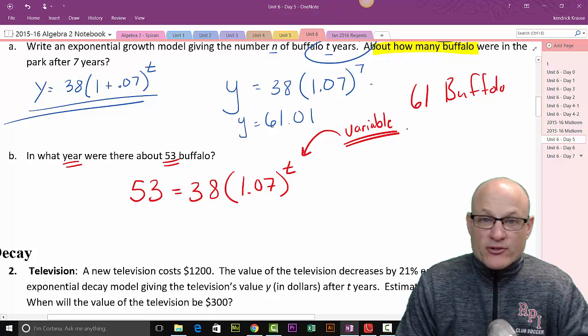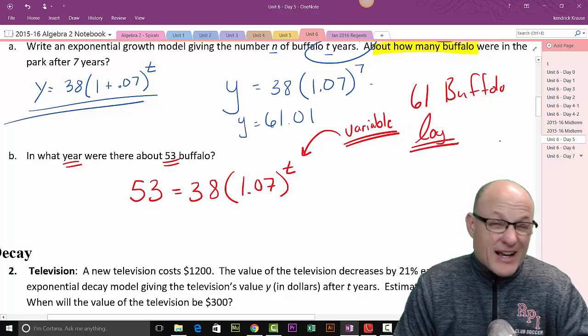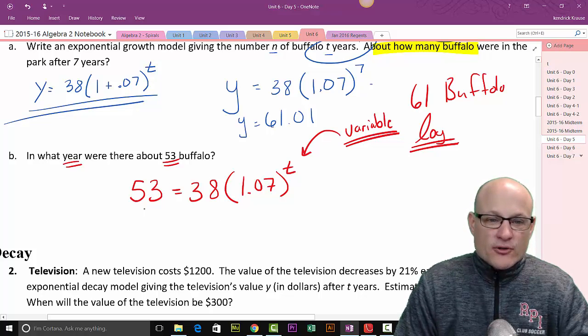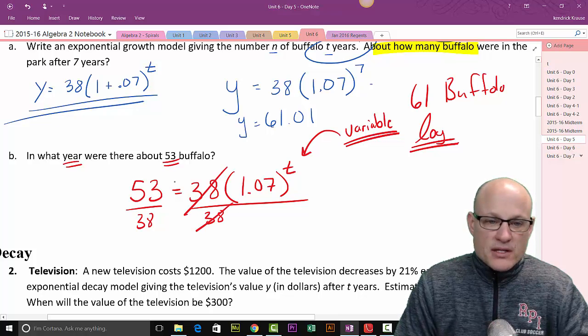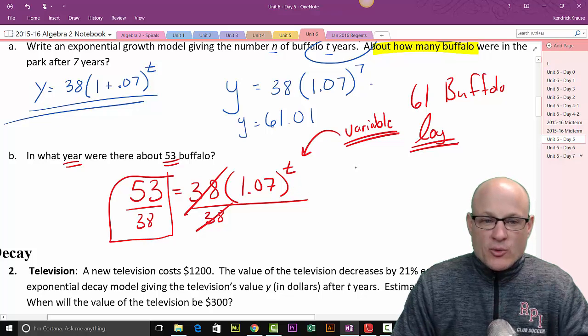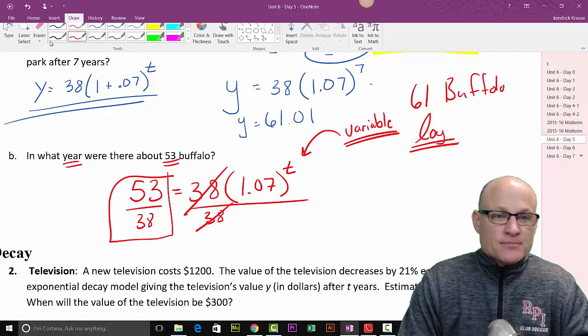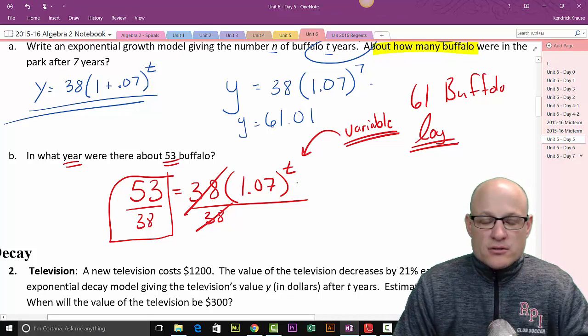Now, because this is your variable, whenever the exponent is your variable, you know you're going to be using logs to solve it, which is why it's in this unit. So, first things first, we divide by 38. I'm just going to leave this as it is. So what I have is 1.07 to the t equals 53 over 38.